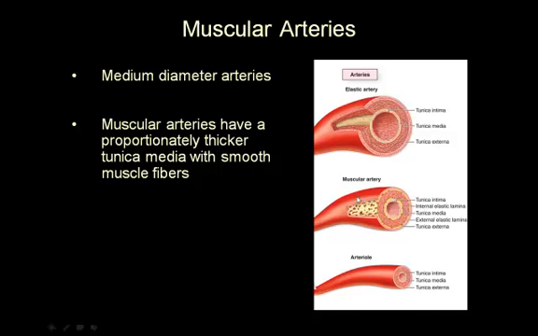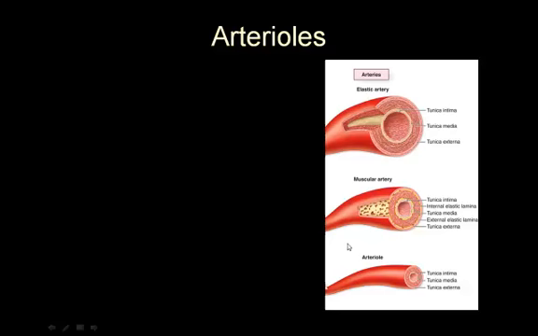Now, the muscular arteries, pictured here in the middle, are somewhat medium-sized in diameter, slightly smaller than the elastic arteries, but larger than the arterioles. Again, they have a much thicker tunica media relative to the other two tunics, the tunica intima and the tunica externa. They have a proportionally thicker tunica media with smooth muscle fibers.